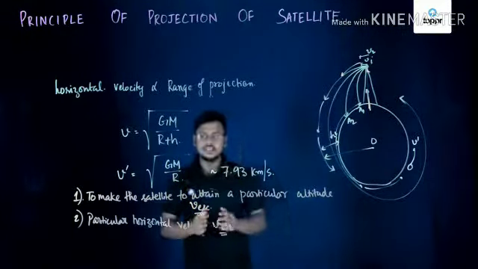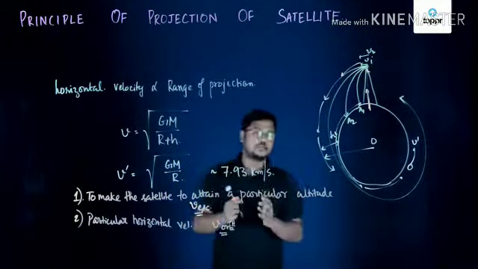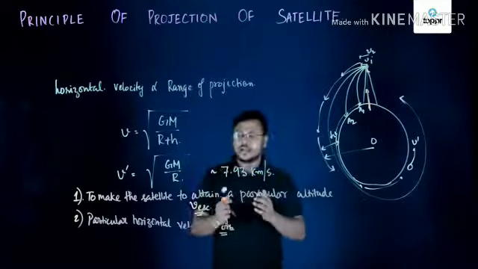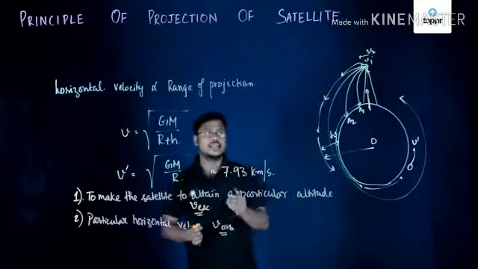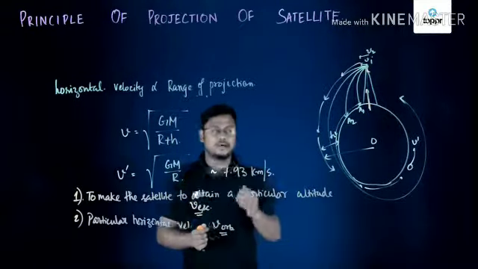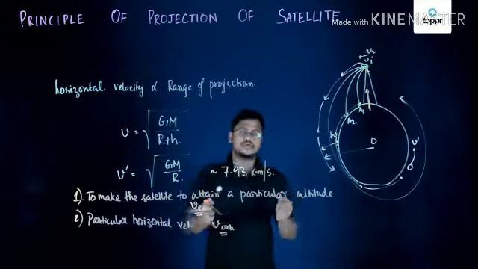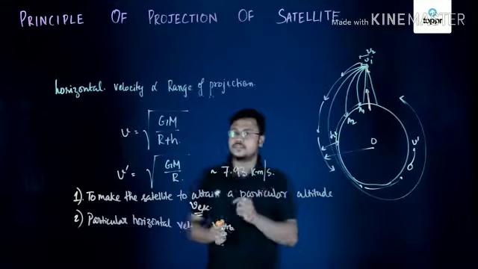So in this video we have learned the principle of projection of the satellite, and what the essential things are that we need to take care of to make the satellite revolve around the planet in a particular circular orbit located at a particular distance from the surface of the planet.